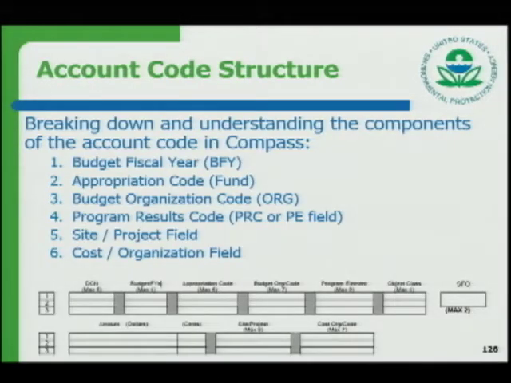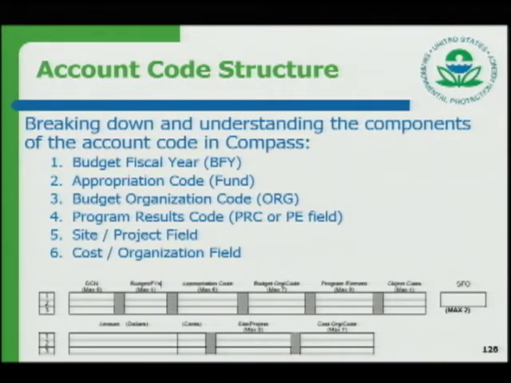Number 4, PRC, we'll devote a lot of time to that in the upcoming slides, is the most important aspect of the account code structure, hands down, period, stop. We have several reports which we're required to report out to OMB and the Congress quarterly, some monthly, and it's this PRC, this program results code, that we're reporting out on. Then the site project field and the cost organization field. Those are two fields Barb Murphy will get into more.